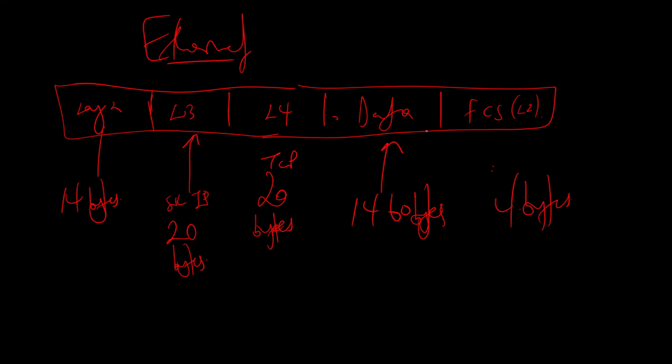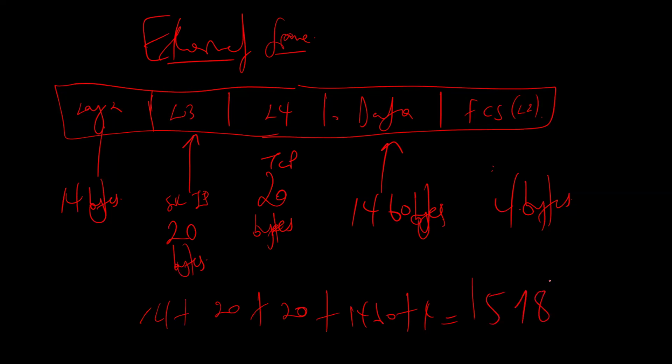If you add everything right now, the Ethernet frame is data, layer 4, layer 3, layer 2, that is the frame. If you add everything it is 14 plus 20 plus 20 plus 1460 plus 4. Let me see. 14 plus 40 plus 1460 plus 4. That is 1518, the maximum size.